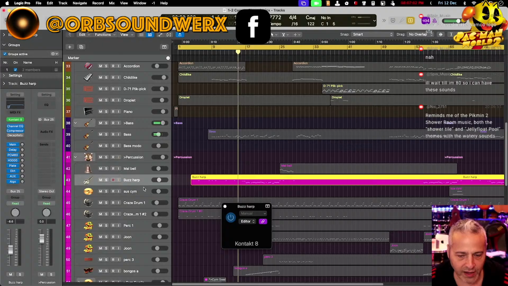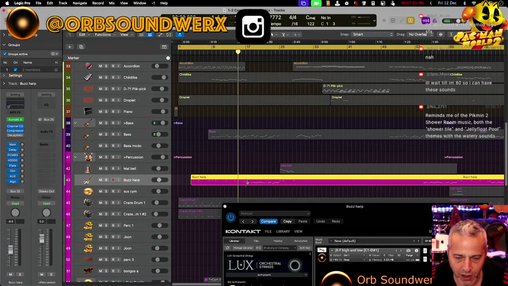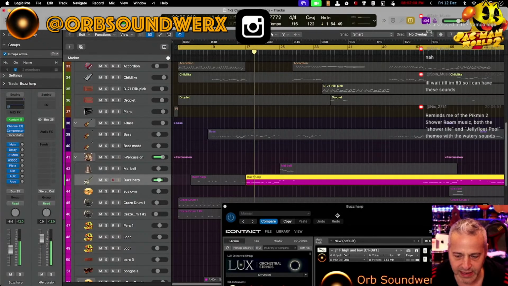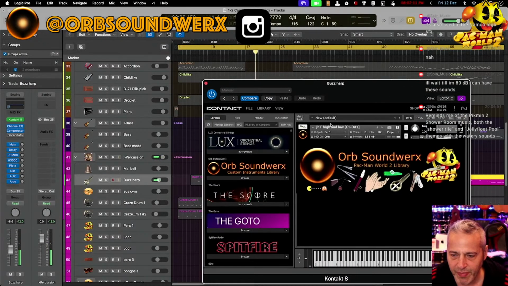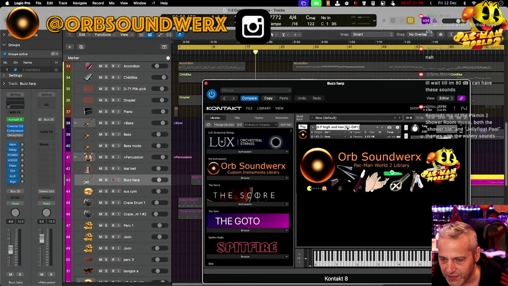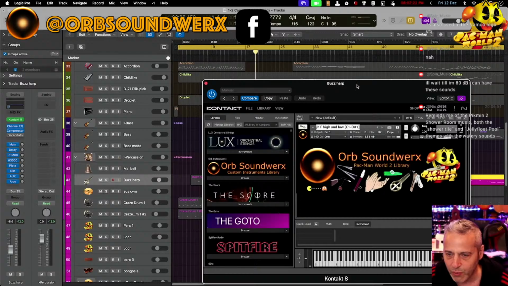All right, then we have, of course, the famous jaw harp again from the X sample. And by the way, there's the patch, the actual patch. If you want to write that down, you can, take a screenshot if you want. Spin JF F high and low brackets C1 D sharp 1.